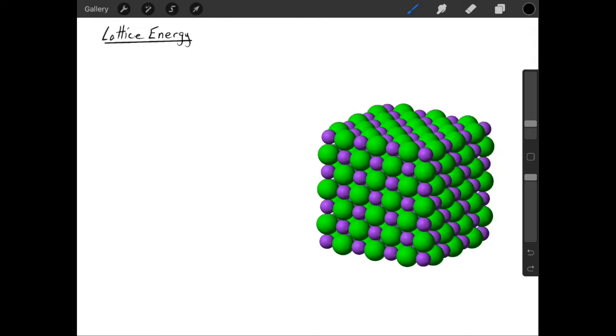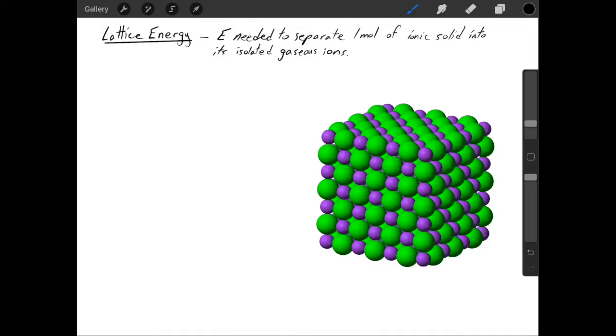The amount of attraction between ions in an extended ionic lattice can be measured using something called the lattice energy. And the lattice energy is a measure of how much energy is needed to fully separate 1 mole of a solid ionic compound into its gaseous ions. These lattice energies tend to be very, very large, and as a result, ionic compounds tend to be very hard to break apart.